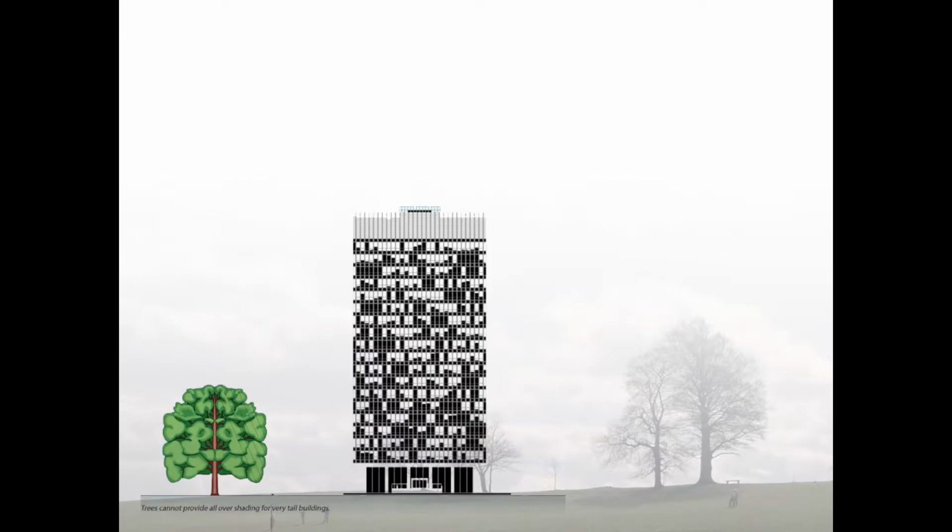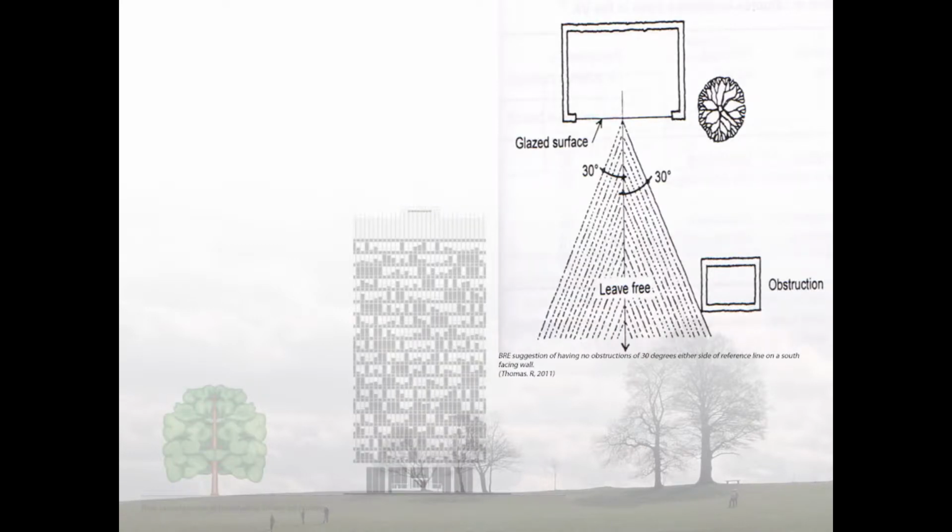However, vegetation is only effective to shade low-rise buildings and dwellings due to their limited coverage. Also, make sure that there is adequate spacing between trees if natural ventilation is desired. BRE suggests that wide obstructions are not less than 30 degrees either direction of south-facing wall to maximize solar gain in winter as well as providing good levels of daylight.